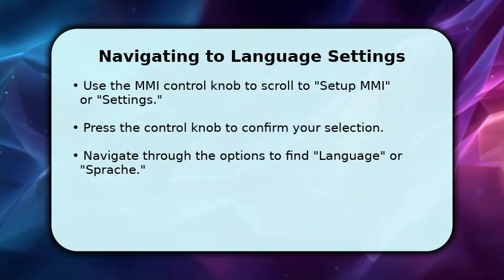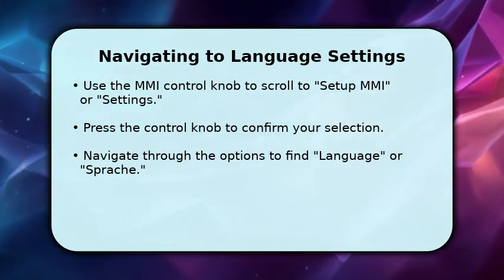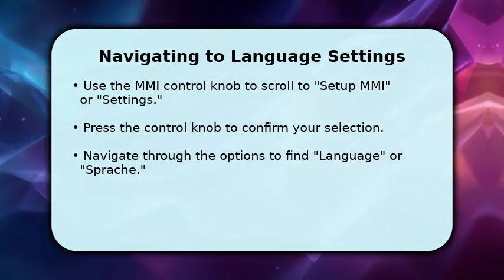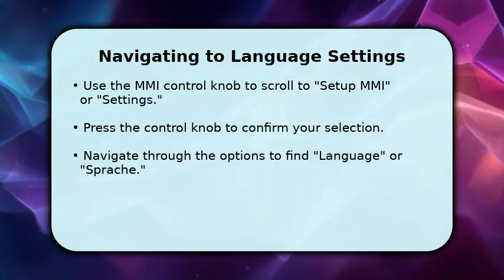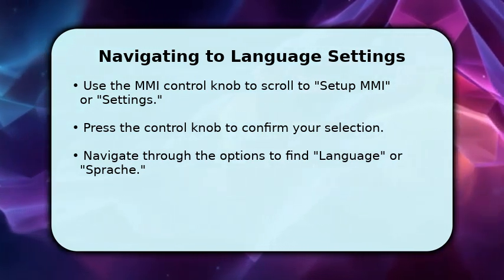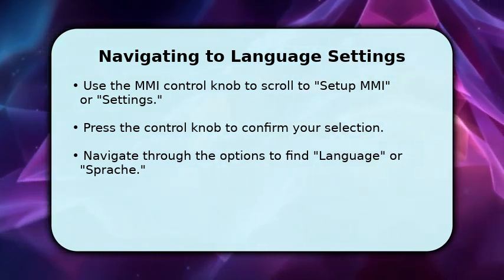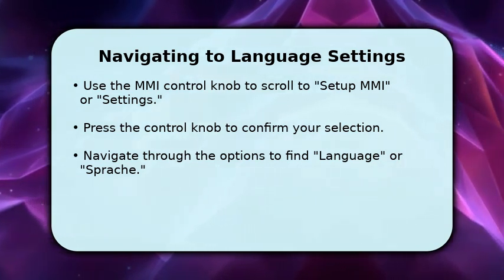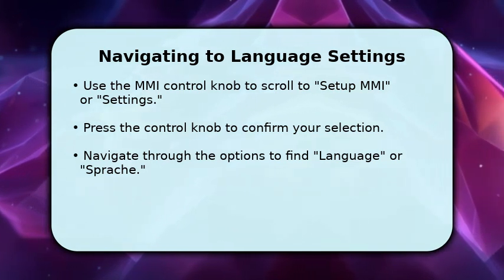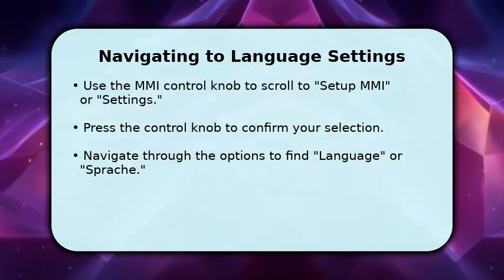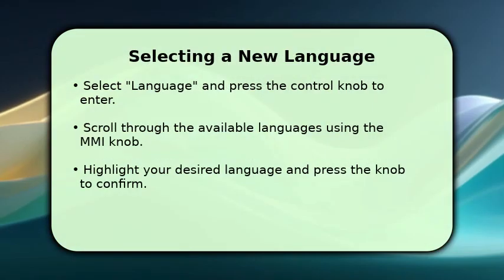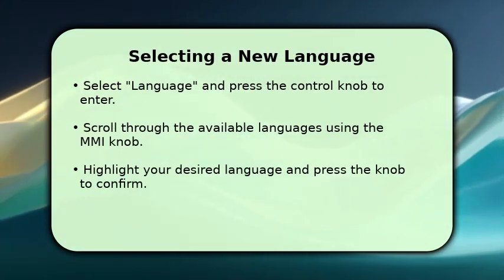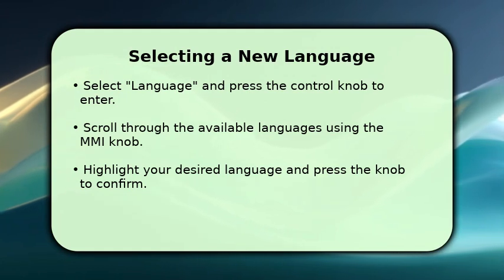Now that you're in the main menu, use the MMI control knob to scroll through the options. Look for Setup MMI or simply Settings on the screen. Once you've highlighted the correct option, press the control knob to confirm your selection and enter that menu. From there, you'll need to navigate further to locate the language or speak setting. With the language menu open, select Language and press the control knob to proceed.